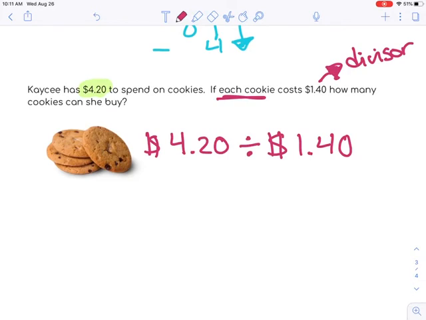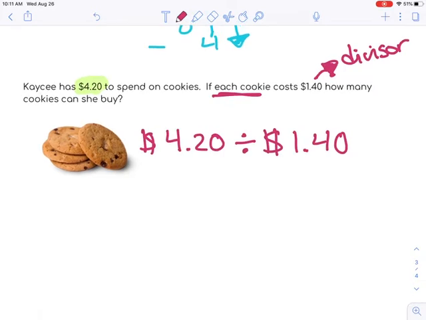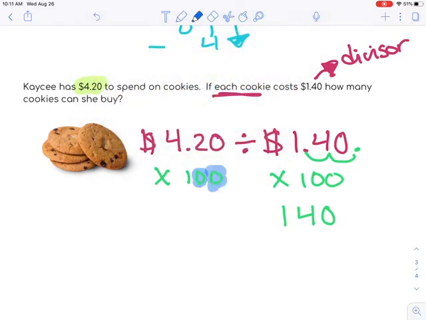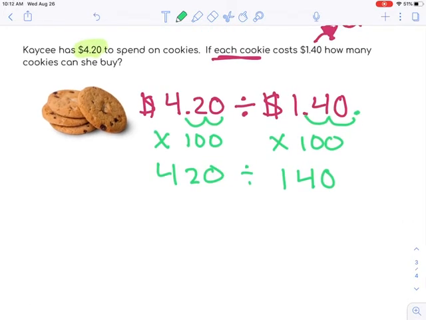And what we can do here is multiply by 100 to get a whole number. So if we were to multiply by 100, all you have to do here is move your decimal to the right 2 times, 1, 2. And now you have 140. Same thing to the other side. If you're multiplying by 100, you have 2 zeros. So we're going to move the decimal place over twice. 1, 2. So you have 420. So now I can divide.